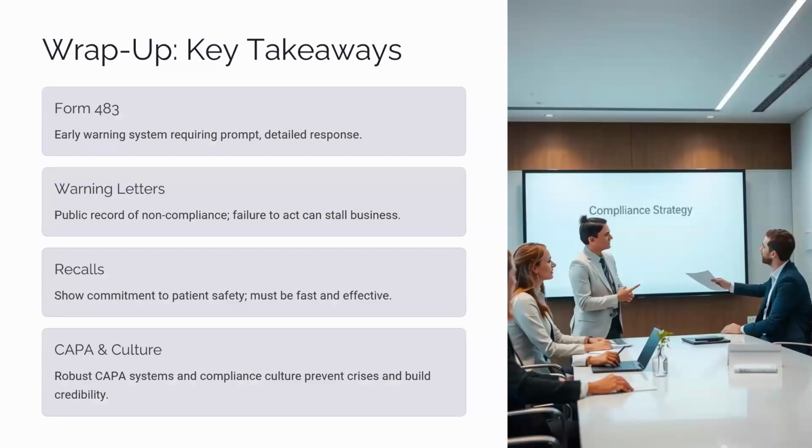So that's a wrap up on Form 483, warning letters, recalls, and CAPA culture. Form 483 is your early warning system requiring prompt, detailed response. Warning letters are a public record of non-compliance, and failures to act can stall business. Recalls show commitment to patient safety and must be fast and effective. If there's a violation not addressed, if there's a warning letter issued, there has to be a recall that needs to happen. Okay. And then there's CAPA and culture, where a robust CAPA system and compliance culture prevent crisis and build credibility.